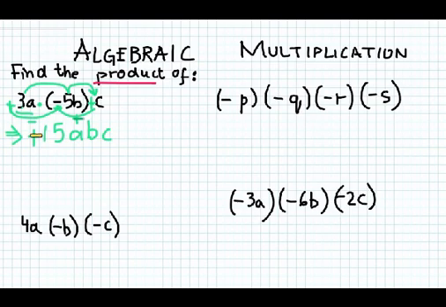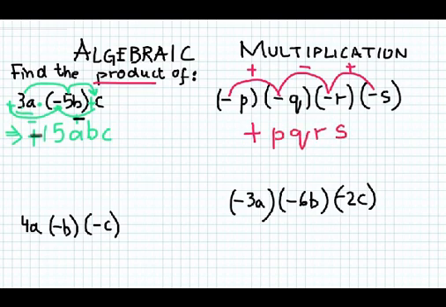Now let's do this one. Here we first do the sign. Minus minus is plus. Plus minus is minus. Minus minus is plus. So the net sign would be plus. Here we don't look at the sign of the bigger term. Now we have p q r s. All the variables are different, so p q r s.